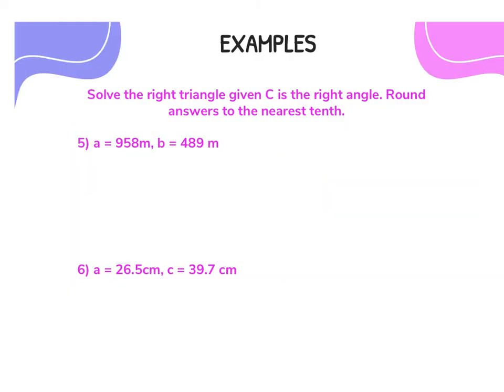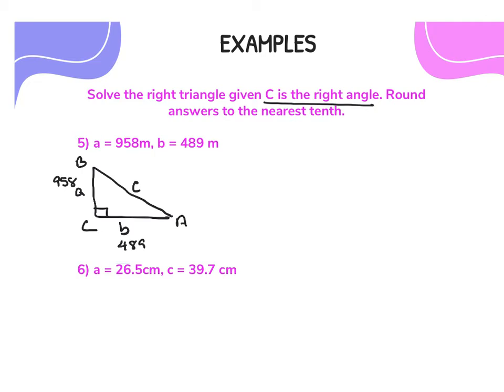All right, the next two examples are a little different. This time I'm not given an acute angle measure, I'm given two side lengths. So let me go ahead and again draw my triangle. I'll put B here, C here, and A here. Notice they told us that C is the right angle. So I'm going to put little a over here, little b, little c. Little a is 958, little b is 489.